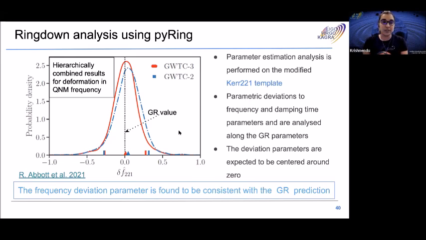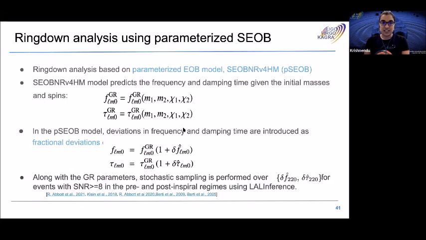I also denoted this dotted line in the middle, which represents the GR value. And as you can see from this plot, the GR value is well inside the 90% bound, which is marked by these vertical bars, indicating that the findings we have are consistent with the GR prediction of the model. Moving on to the next slide.